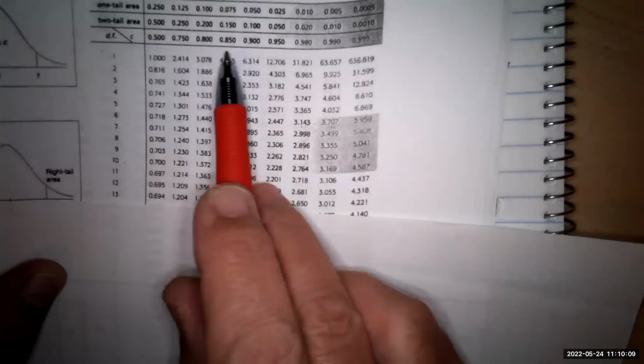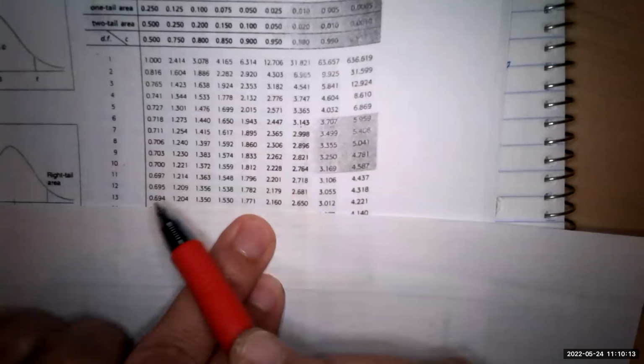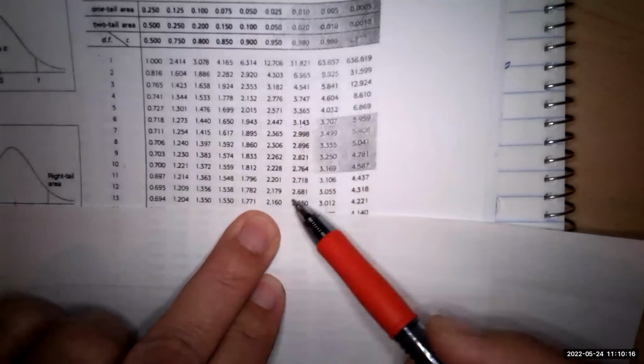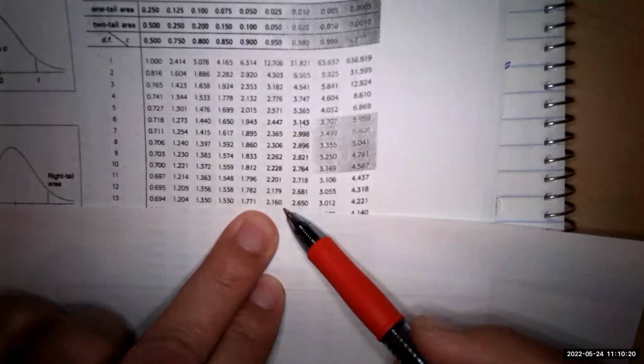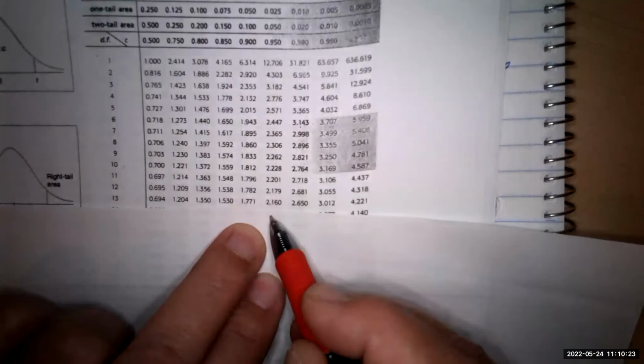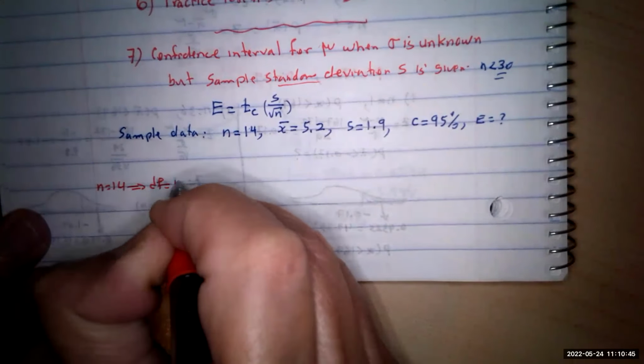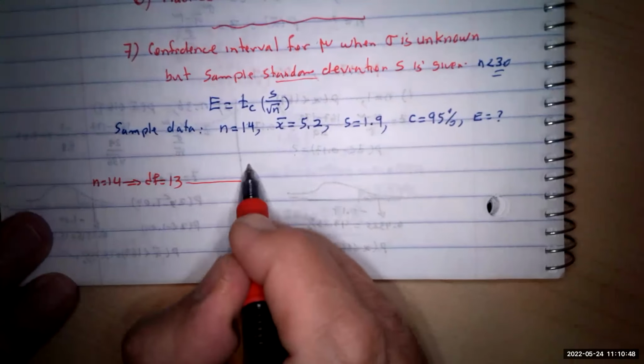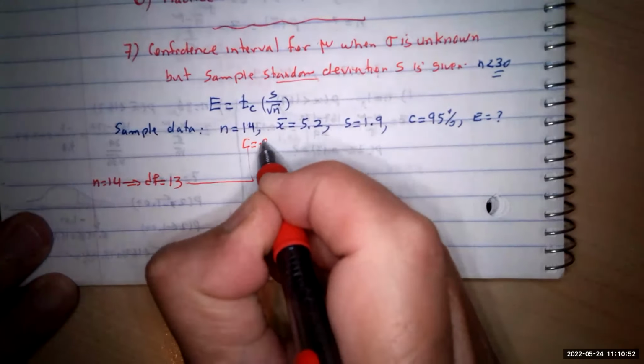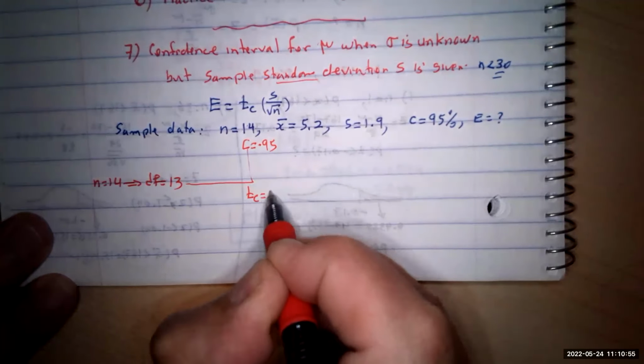In the third line here, you look for the 95% C. So that's the case: df of 13 and 95% gives 2.160. 2.16 is going to be your tc. Make sure you know how to find it, because the rest is just substituting to get your result. So n is equal to 14, I find df equal to 13, and we check here with C equal to 0.95. This number is your tc, 2.16.